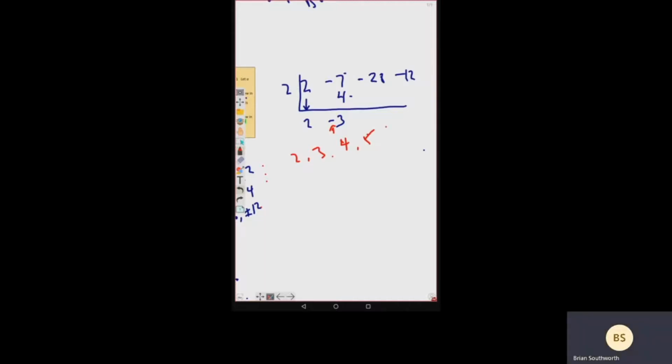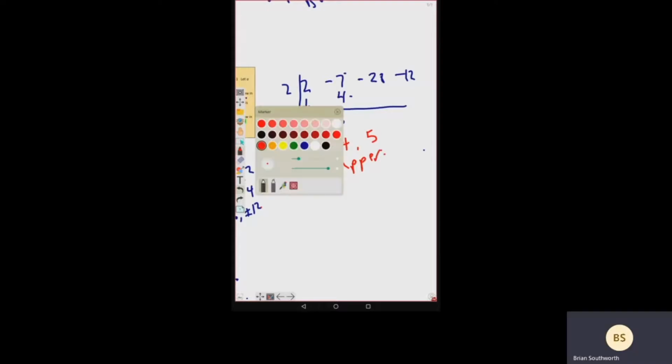Oh goodness. Those are not upper bounds. Now, I did this all on paper, so to save time in the video I'm not going to do it all here.